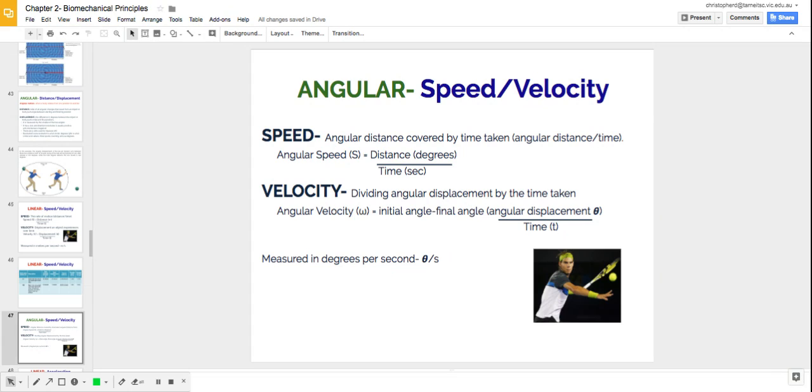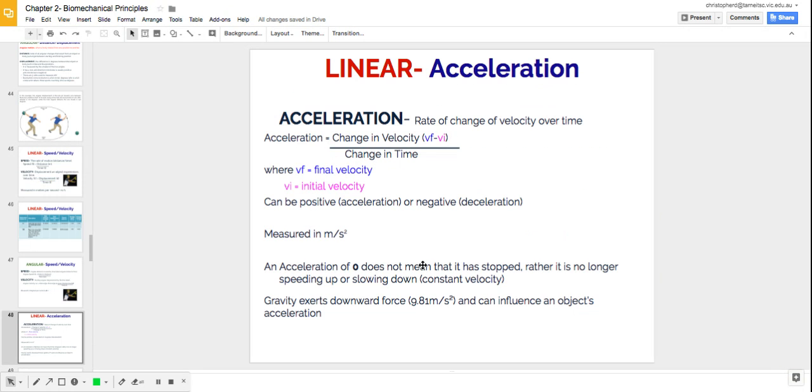So when we're looking at angular speed and velocity, okay, angular speed is the angular distance covered divided by time taken. So distance, usually in degrees, over time. So it is very similar. You just need to think about it. The angular is going to be in degrees, whereas linear is usually measured in meters, okay? And our velocity is dividing angular displacement by the time taken. So our angular velocity is the initial angle minus the final angle, okay, over time, and that's measured in degrees per second.